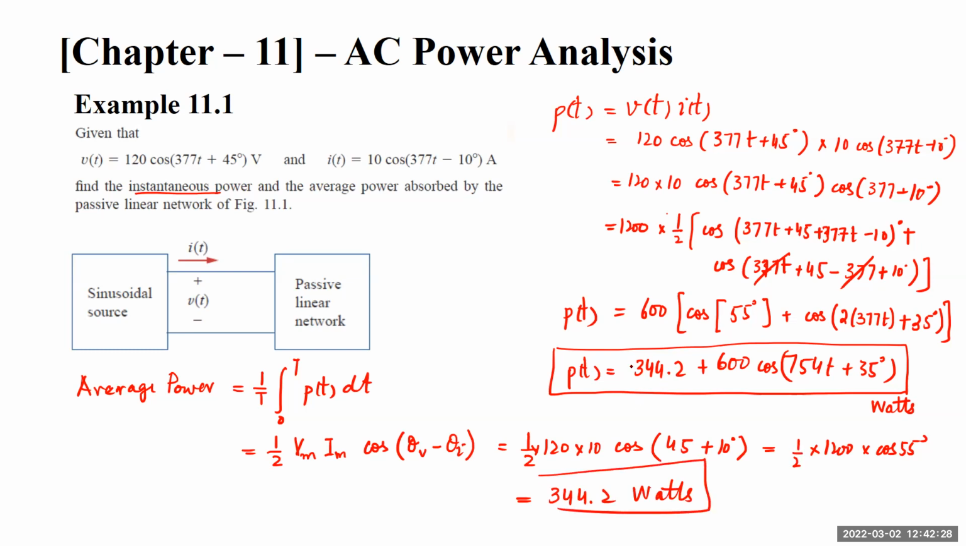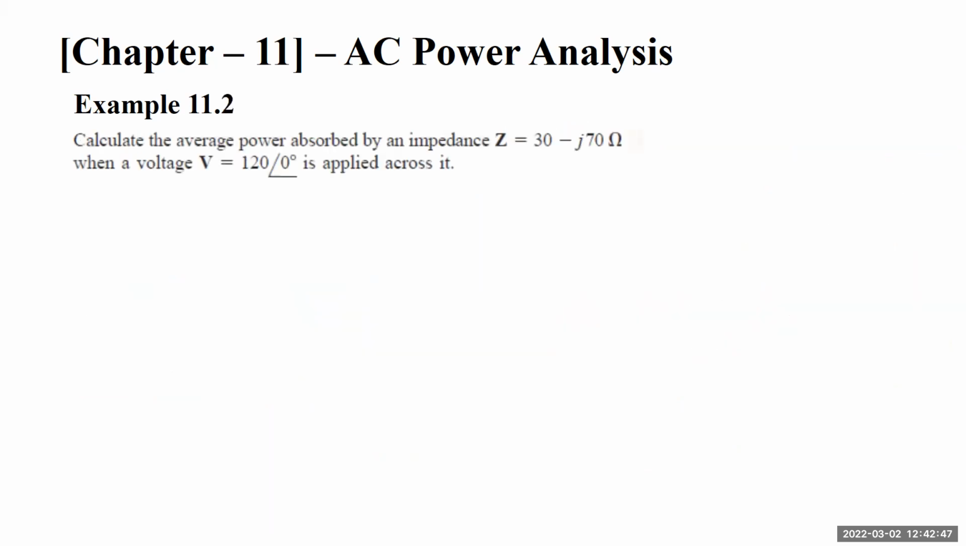Remember, if you have calculated p of t, this constant value will always be equal to the average power being absorbed by the circuit. So this is how we solve such circuits for instantaneous and average power values. Let's solve another example.